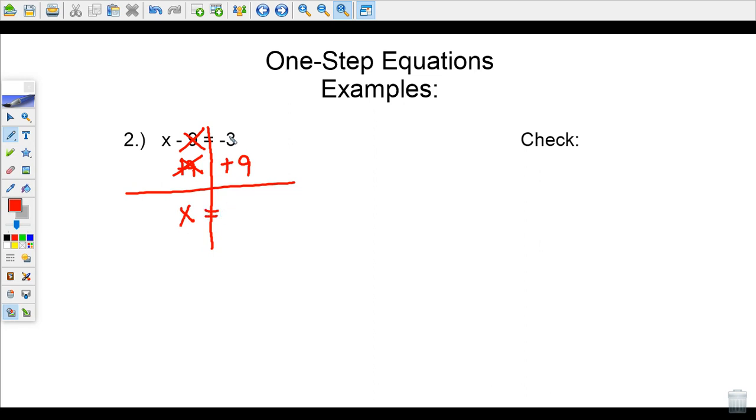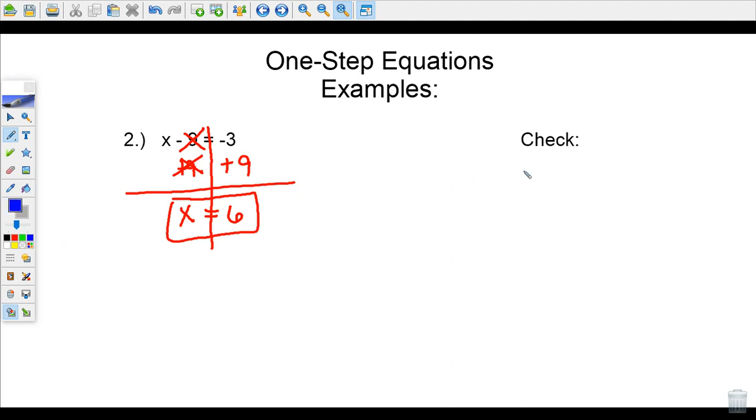Drop down my equal sign. Negative 3 plus 9. These are different signs. Would give me positive 6 because there's more positives than negatives. x is by itself, so my solution is solved. It says x equals 6.